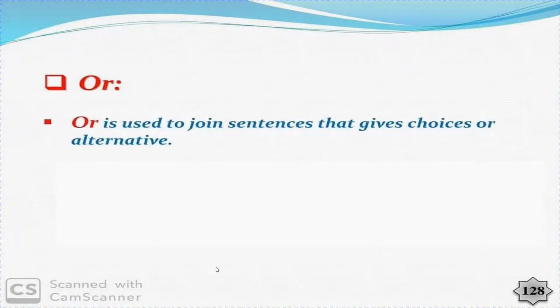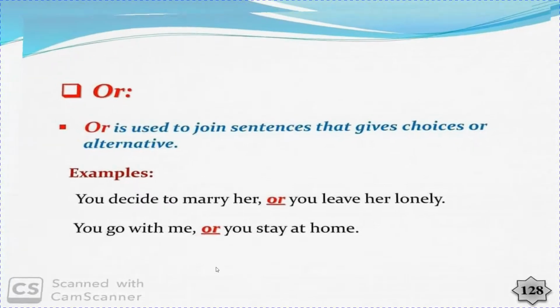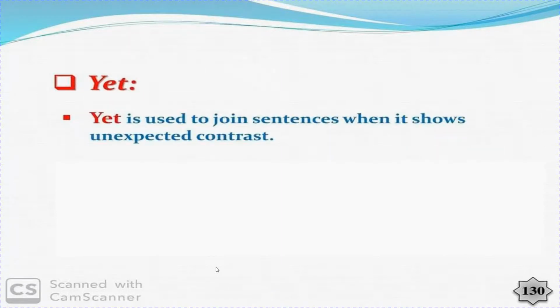The next one is or. Or is used to join sentences that give choices or alternatives, which means it gives options. For example, you decide to marry her or you leave her lonely or alone. You go with me or you stay at home. So it is giving options. You can choose one.